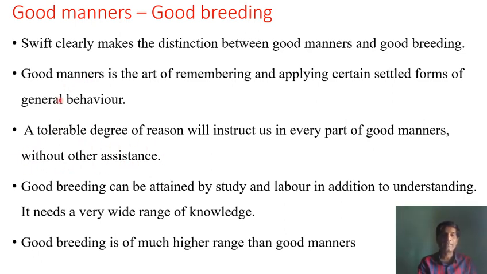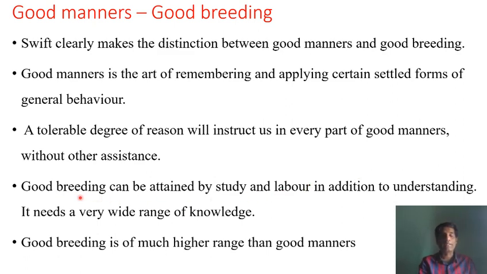Whereas good breeding can be attained by study and labor in addition to understanding, and it needs a very wide range of knowledge. So he makes a distinction: good manners is learned by understanding, applying certain settled forms of general behavior. On the other hand, good breeding can only be attained by study and labor. It needs hard work and study to learn good breeding.